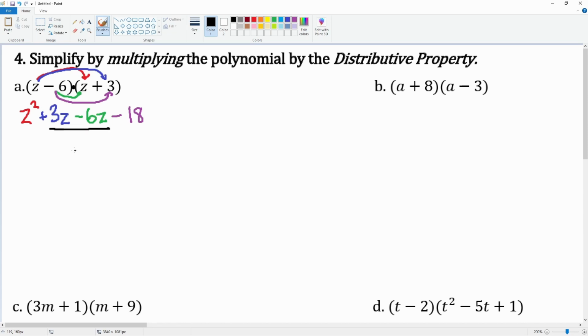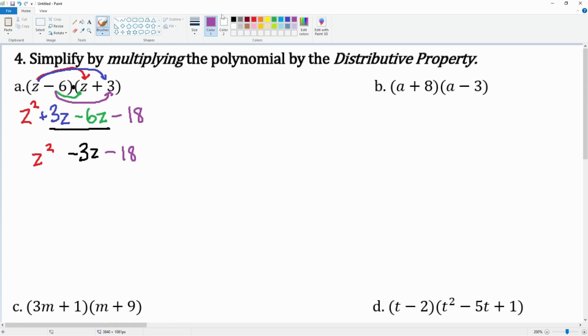There are some like terms. These and these are like terms. 3Z and negative 6Z can combine, getting you negative 3Z. Bring down that Z squared. Bring down the negative 18. That would be the complete polynomial: Z squared minus 3Z minus 18.